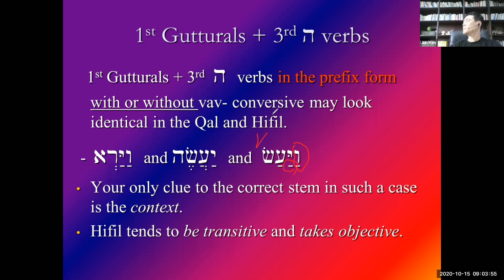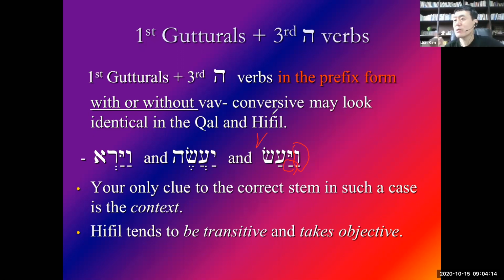So now, as I said before, if you are dealing with a middle guttural verb, a verb of which the second root letter is guttural, then I told you, you need to be careful with the stem.